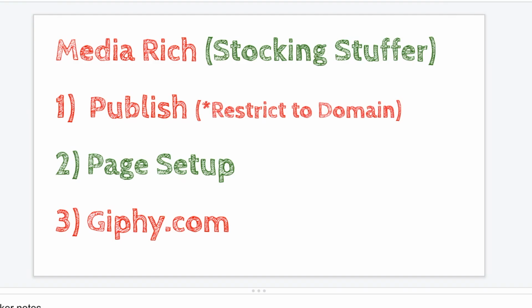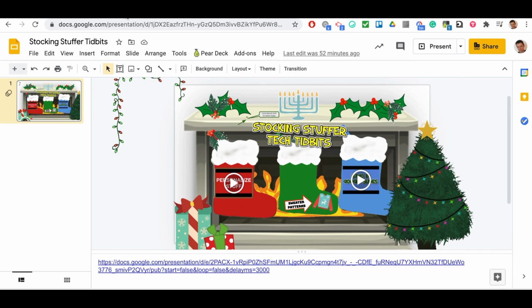So the second thing I'm going to show you is this publishing aspect, if you're not familiar with that. Under this, stocking stuffer tidbits, if you're going to do this, you probably want just one slide. If you're expecting people to click on things, like I could make this into a hyperlink, which it is, you don't want a second slide, because then Google gets confused and thinks you're trying to advance to the second slide when you're clicking on stuff.